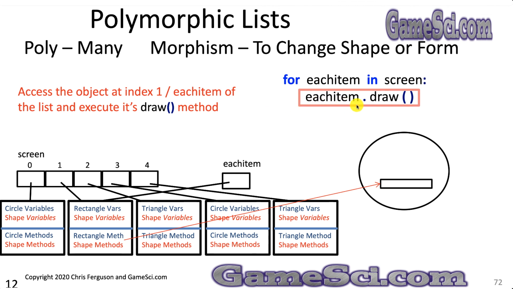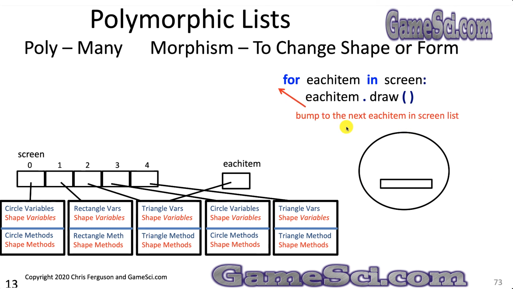Look at this code carefully. It says start with the each item reference. The dot says go inside this object and execute a draw. Well, what will the draw method do inside of a rectangle? It'll draw a rectangle. That's what it does. Hit the end of the for loop and bump to the next each item in the screen list.